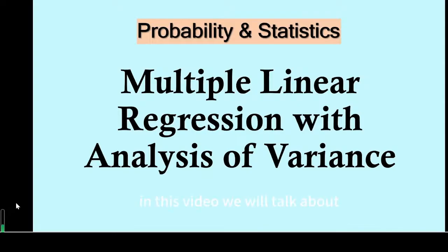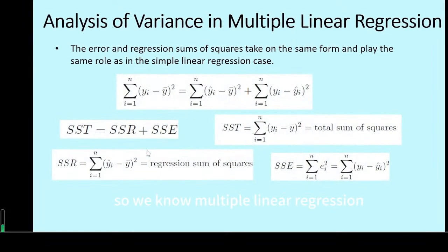In this video, we will talk about multiple linear regression using the analysis-of-variance, or ANOVA, approach. So we know multiple linear regression means there are two or more independent variables in the linear regression to estimate or predict one response variable y. And there are several notations used in multiple linear regression, which are the same as in simple linear regression, for separating the error terms in the model.